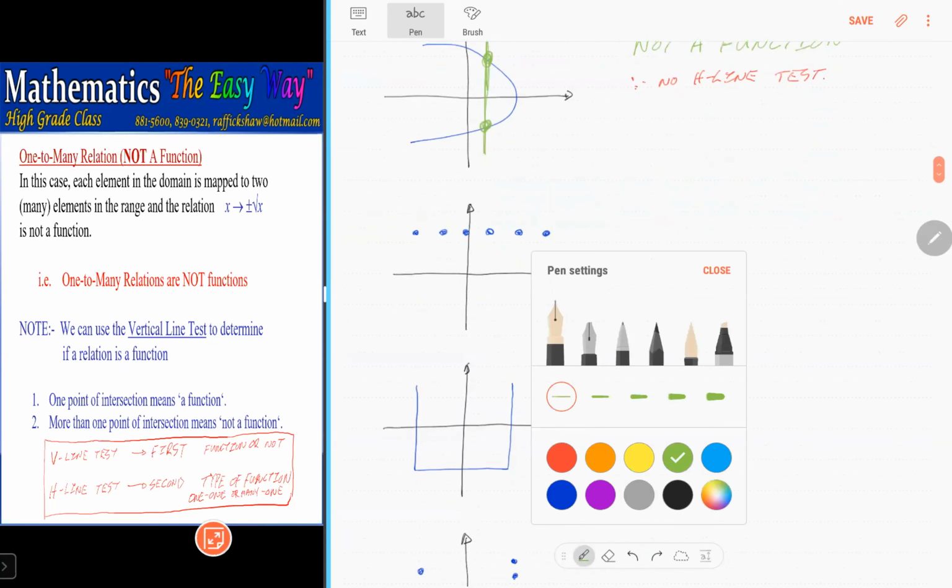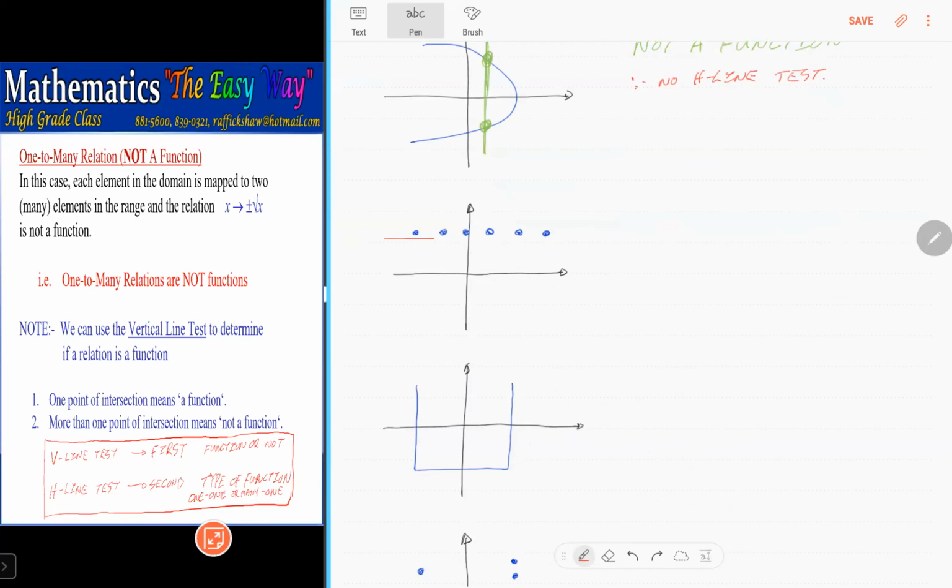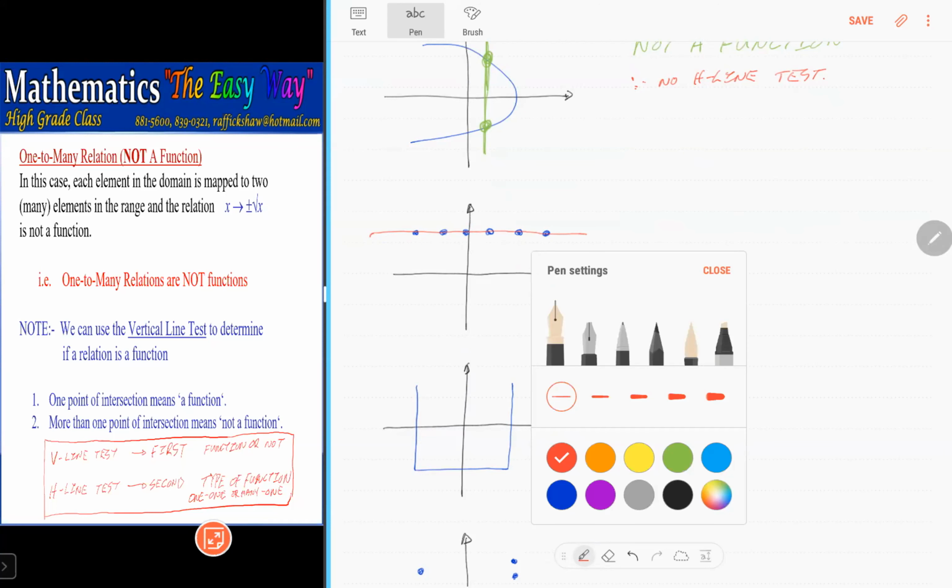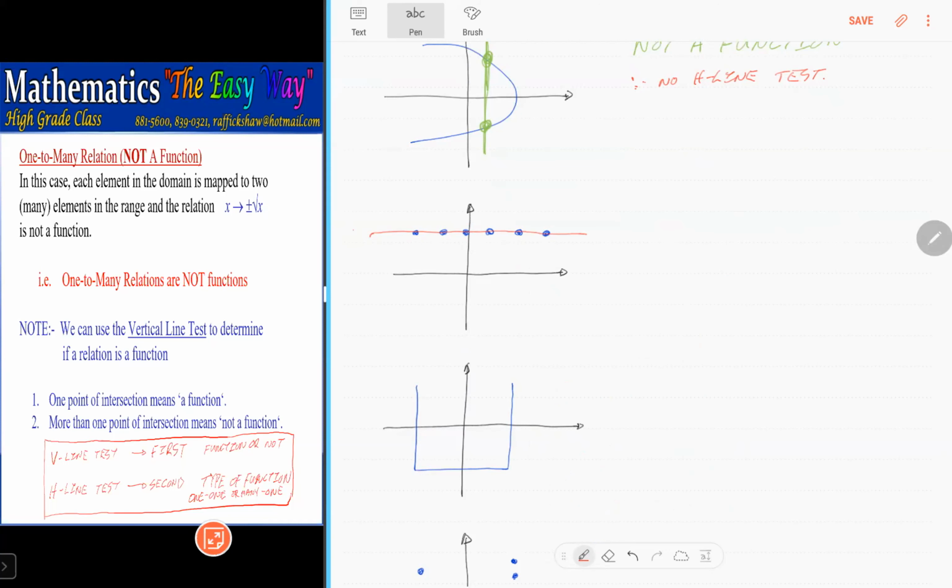And my horizontal line will pass through all those points, so it intersects the graph more than once. So it's many to one. Very good. I'm going to leave that one there for the horizontal line. I'll put the 2. Leave it there. We know we'll do the vertical line test first, so let's put it here.